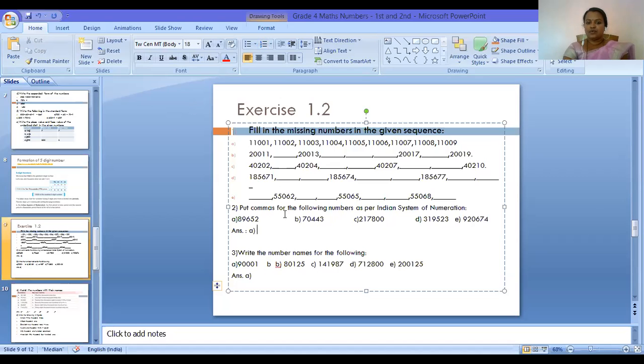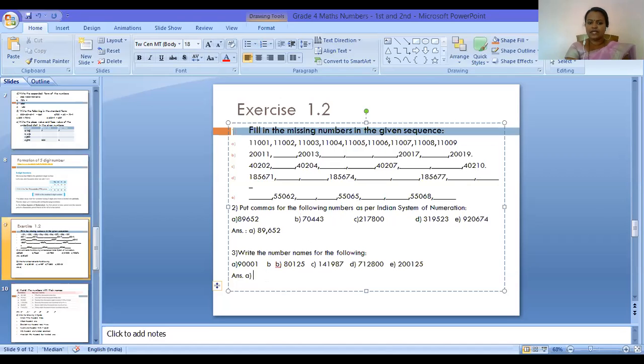Okay. Let's move on to the next part, that is putting commas for the following numbers as per the Indian system of numeration. So I'll take a question, 89652. When I am going to separate this, it would be like ones, tens, hundreds. Between 9 and 6, I would be placing a comma that shows 652 as a different period and 89 as a different period. So it is read as 89,652. Leading ahead, I want questions B, C and D to be solved in your notes as practice.